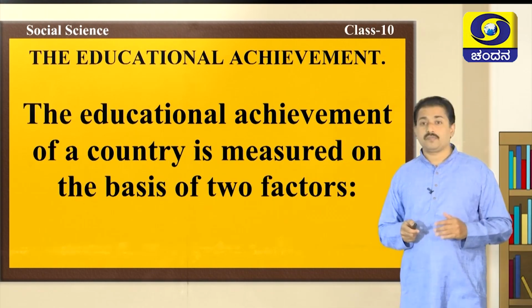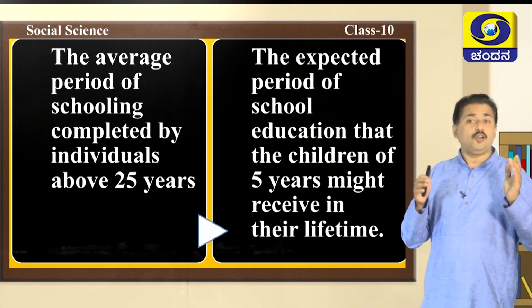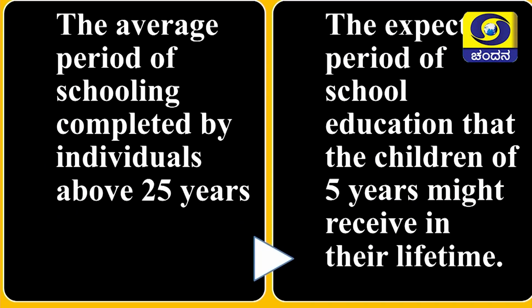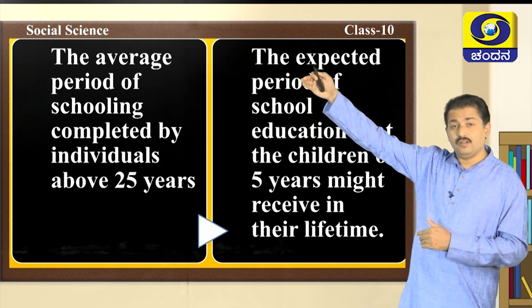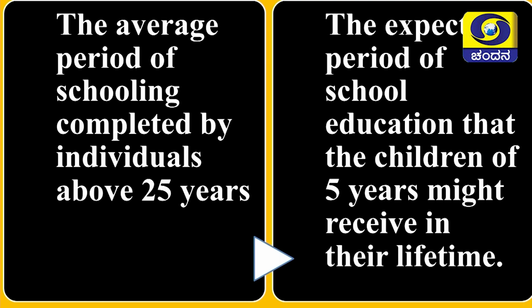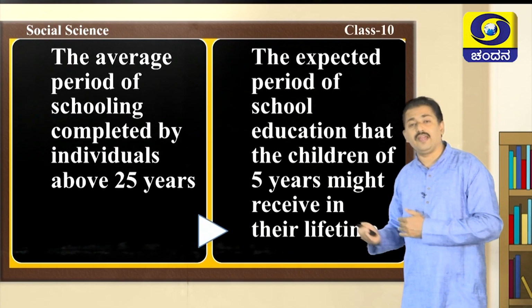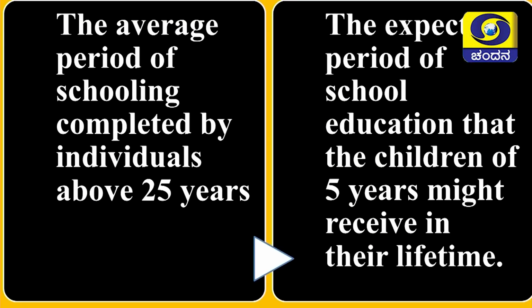Let us continue. The educational achievement of a country is measured on the basis of two factors. Which are those? First of all, the average period of schooling completed by individuals above 25 years. So, first of all, what we should do? We should take the average period of schooling of those who are above 25 years. So, that is one category. Secondly, the expected period of school education that the children of 5 years might receive in their lifetime. This is another way. By considering this, we can measure the educational attainment in a nation.